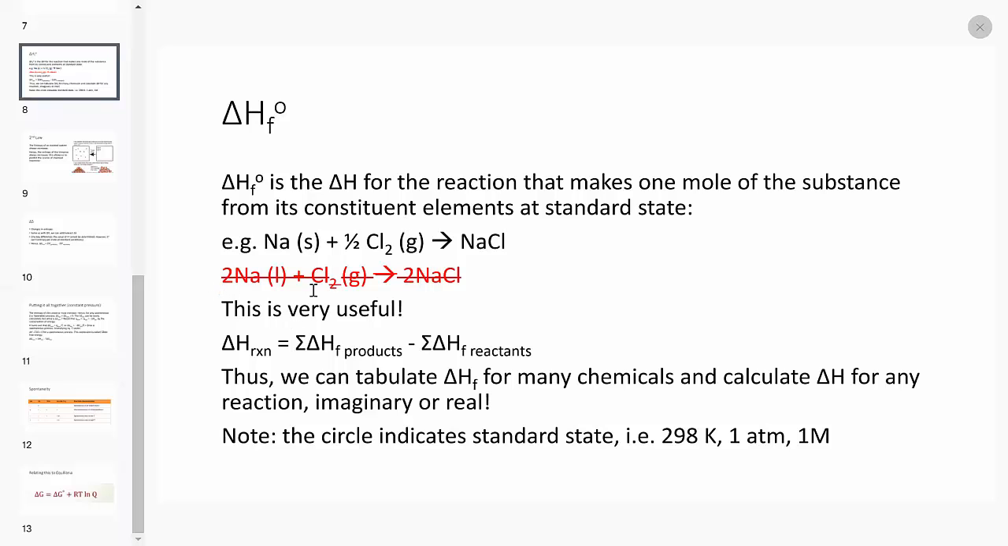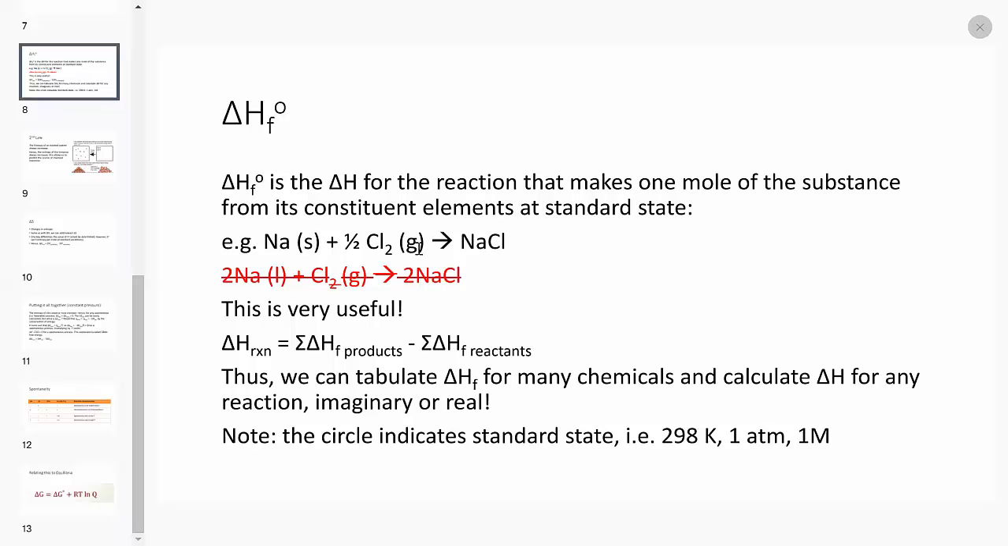So let's say we were to write this. This is incorrect because we're producing 2 moles of sodium chloride, and we want to produce 1 mole. Furthermore, sodium is not a liquid at 298 Kelvin, so this is not at standard state. You might be wondering, how do we figure out what form it is in at standard state? Well, a good rule of thumb is to remember that at standard state, you want to pick the form of the element that's most stable.